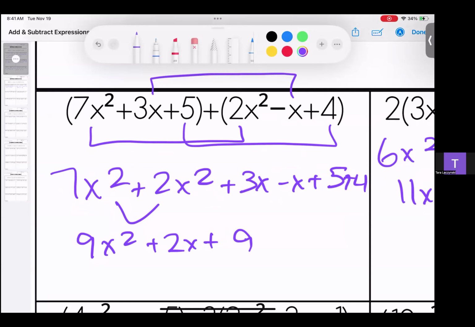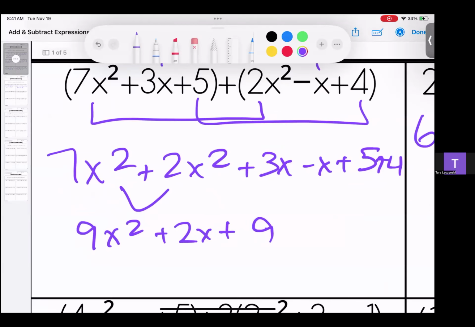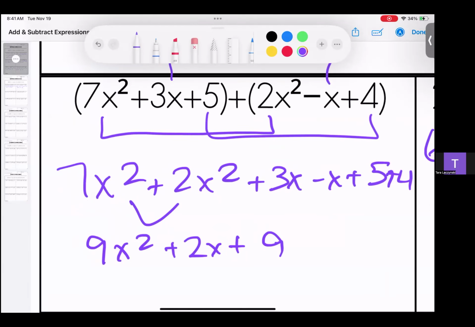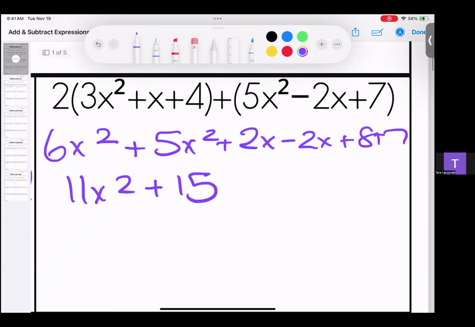So for this first one, there's nothing in front of the parentheses, so we can go ahead and drop them. You're going to see I put like and like together. So 7x squared plus 2x squared, that gives us 9x squared. We have 3x minus x, which leaves us with 2x, and then we have 5 plus 4, which gives us 9. Over here, we had a 2 to share, so we end up with 6x squared plus 2x plus 8.